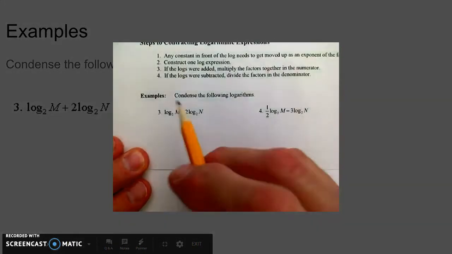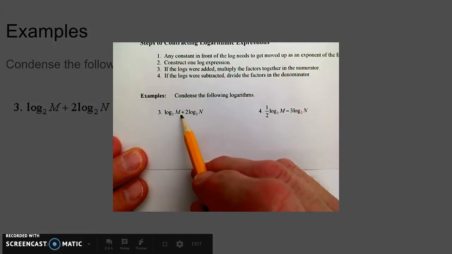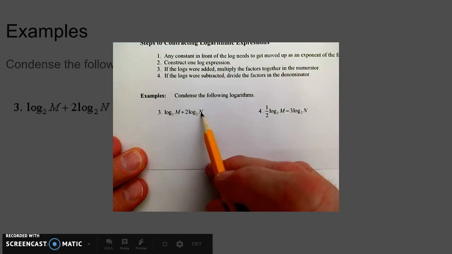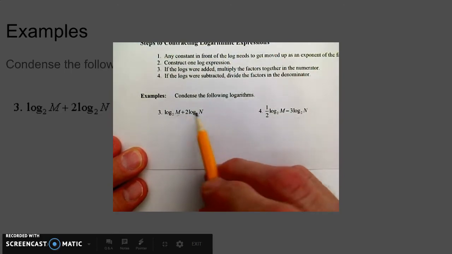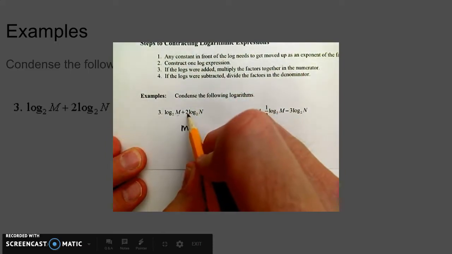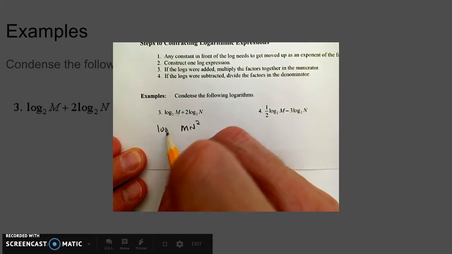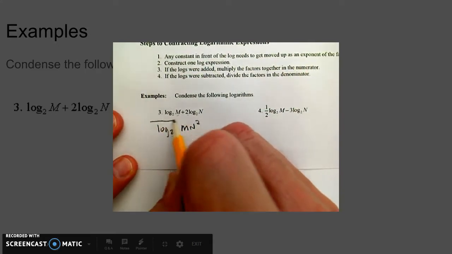So a couple of examples. So here I have log base 2 of m plus 2 times the log base 2 of n. So a couple of things are going on here. I know m and n are going to be multiplied, and I also know that I have an exponent 2 on my n. So log base 2 of m n squared.